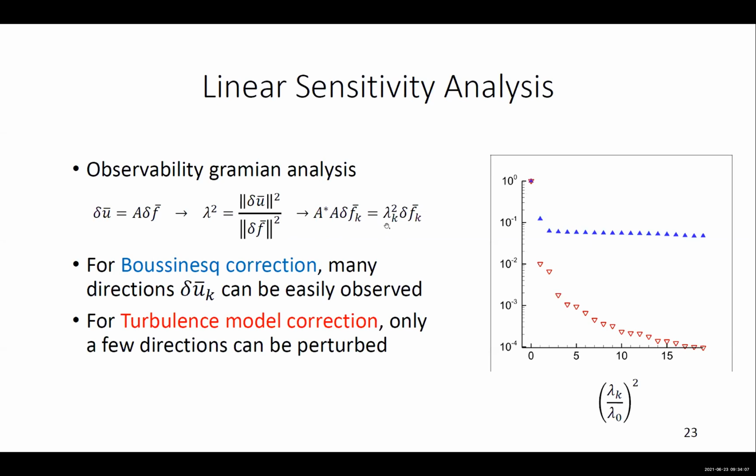So if we plot those for the Boussinesq correction, we see that they all plateau, right? This suggests that all directions are equally controllable or observable. If we do this for the turbulence model correction, we see that only a few modes can actually be easily reached. So this explains in a linear framework why the model was so rigid. It's because there are some modes that are hardly reachable or observable.